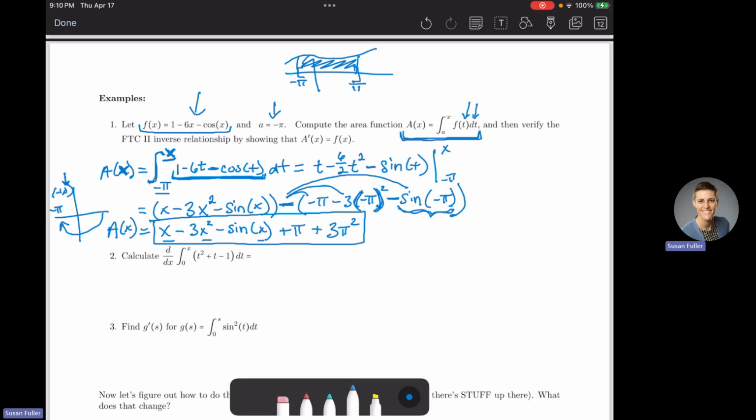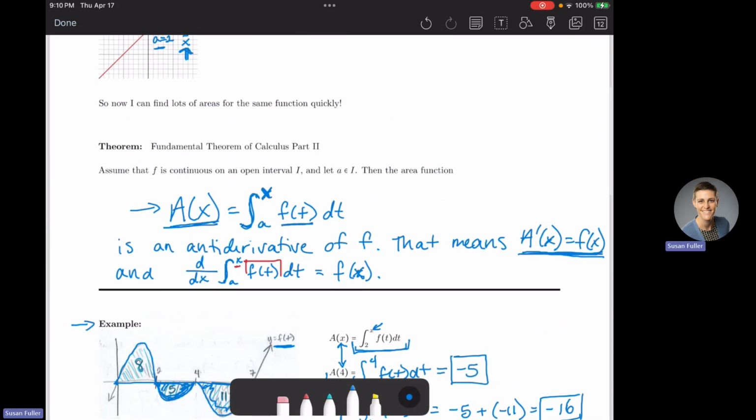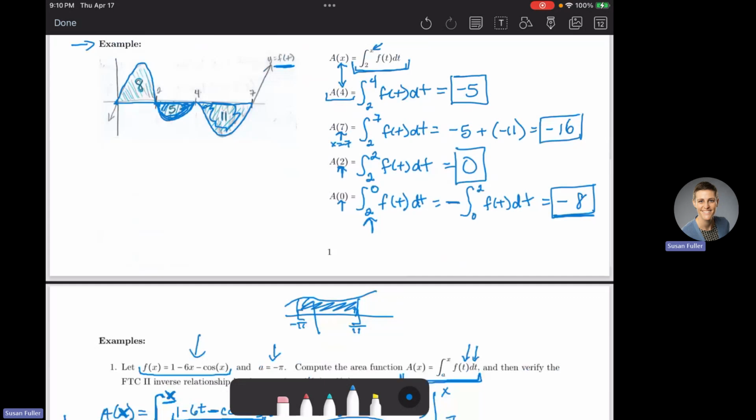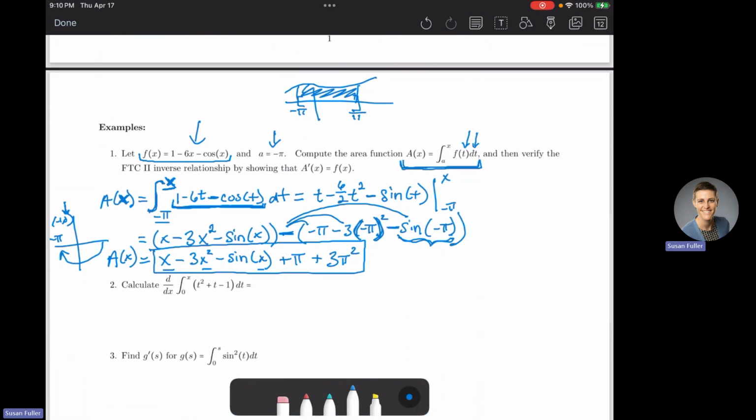And notice this area function, this should be an antiderivative of my little f, right? That's what this fundamental theorem says. It says that that should be an antiderivative of what I started with. Is this, in fact, an antiderivative of what I started with? Well, I don't know. Let's do this part and show that that's true. Let's take the derivative of this. So I'm going to switch colors here so that we can kind of see this. What is A prime of x? What's the derivative of this whole function?